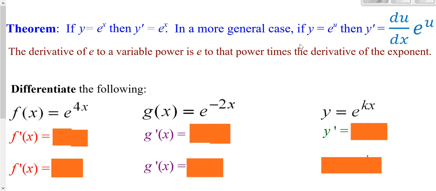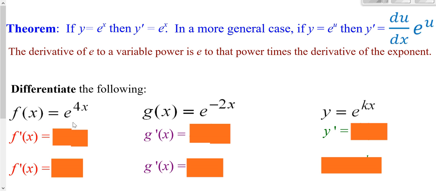However, just remember that if it's not just an e to a normal x, it's e to, say, a different function, then you basically have to do the chain rule. So the derivative of e to a power is e to that power times the chain rule, which would be the derivative of the exponent.